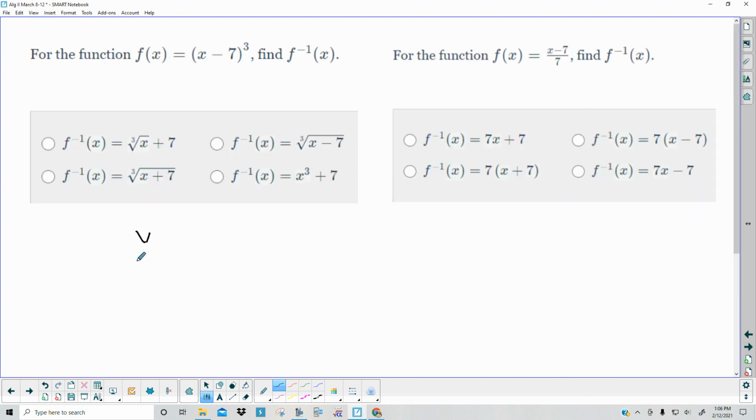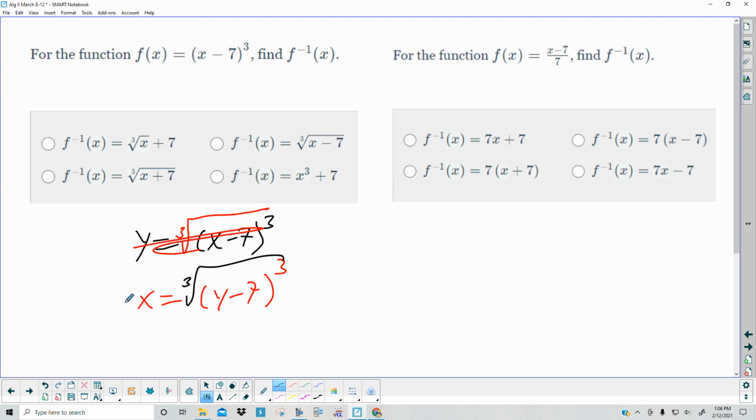All right, y is equal to x minus 7 cubed. There's nothing outside the parentheses I can touch. I can't touch that subtracting 7 until this exponent's gone. You get rid of a third power by taking the third root. Oops, I didn't switch the x and y's. X is equal to y minus 7 to the third. Okay, now I can take the cube root.